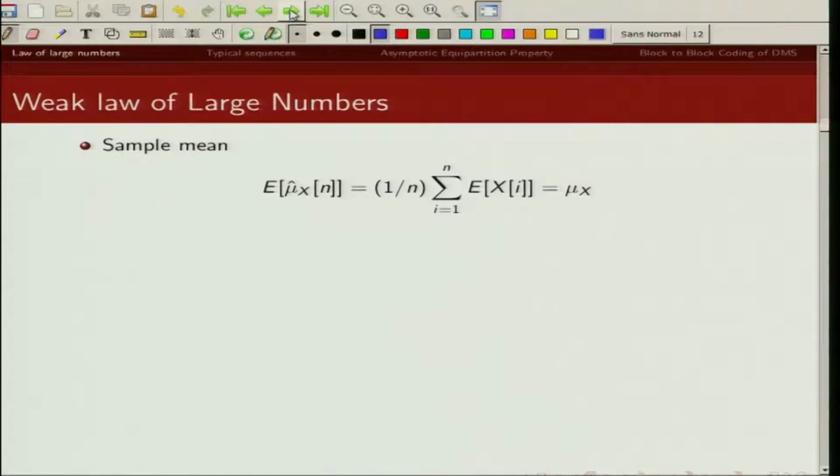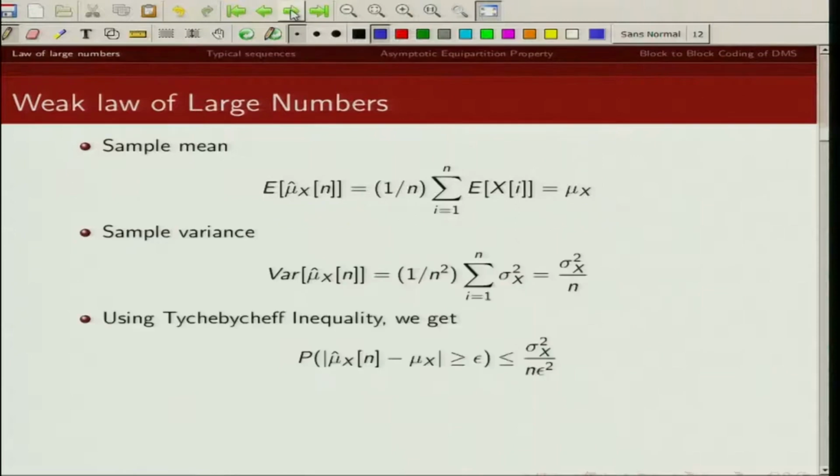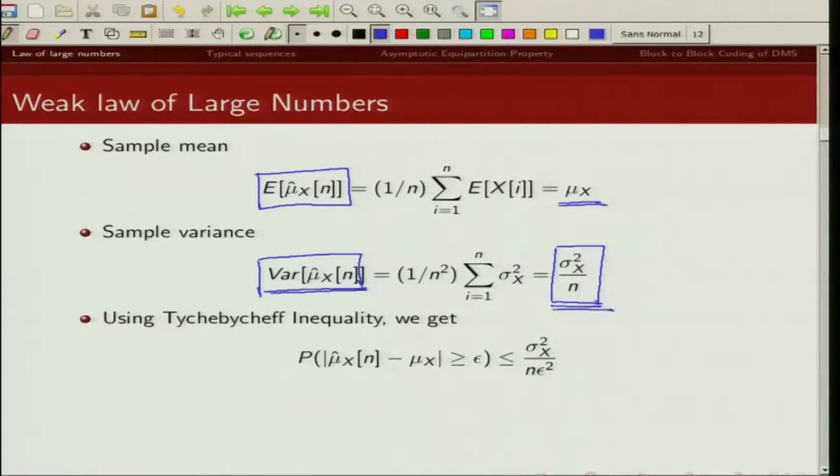Now let us define mu hat x. We can show that the expected value of mu hat x is equal to mu of x, which is the mean of x. Similarly, the variance of mu hat is equal to sigma x square by n. Okay. So the mean of mu hat x is given by this, and the variance is given by this expression.